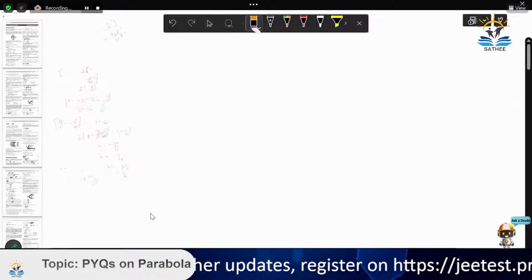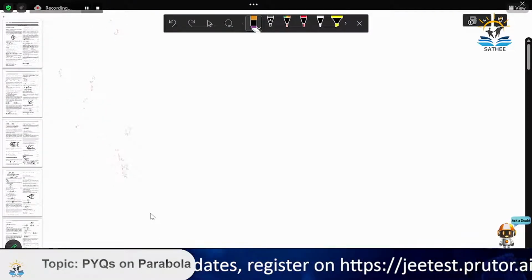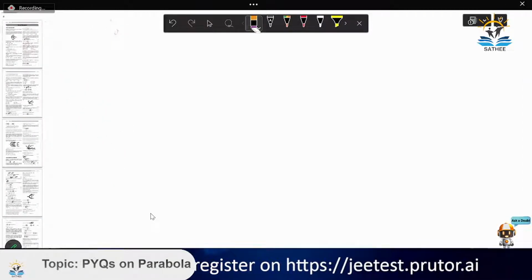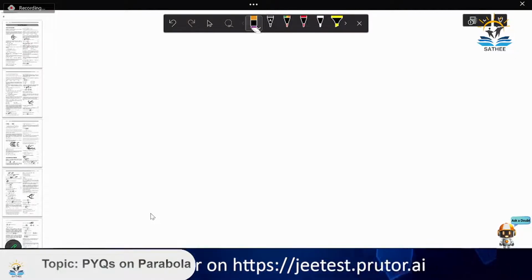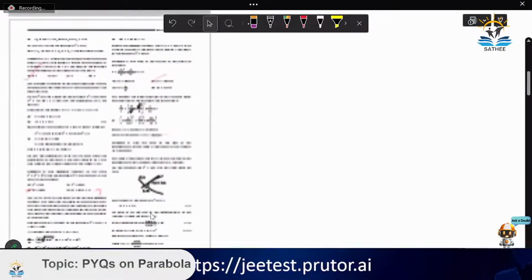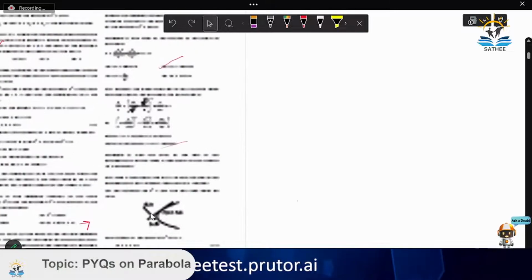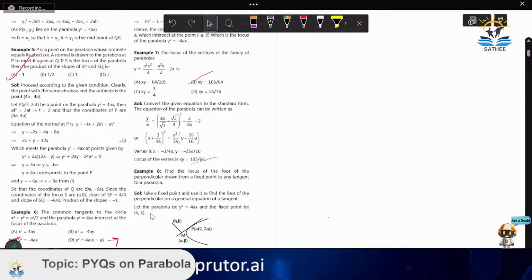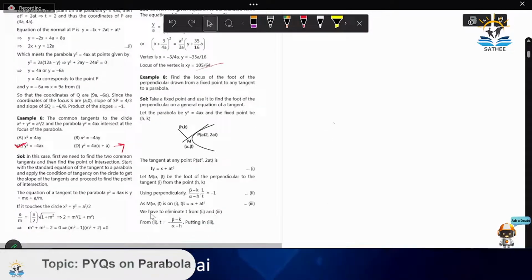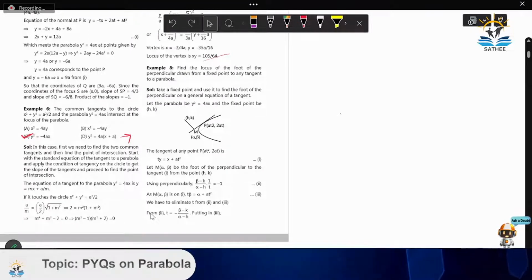So let me just erase this first and then we'll go to the new question. Yes, we did this, right? Now we'll do the eighth question. We're done with 7 questions. We'll do the eighth question. Find the locus of the foot of the perpendicular drawn from a fixed point to any tangent to a parabola.